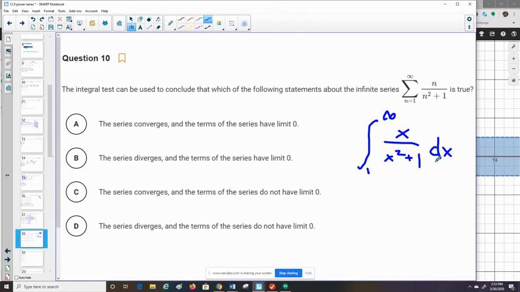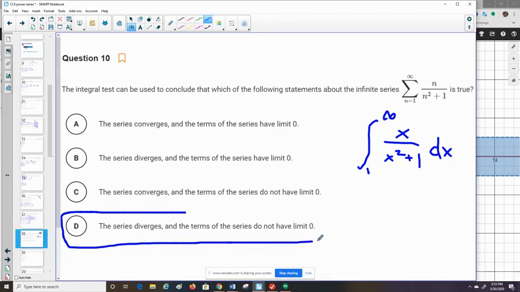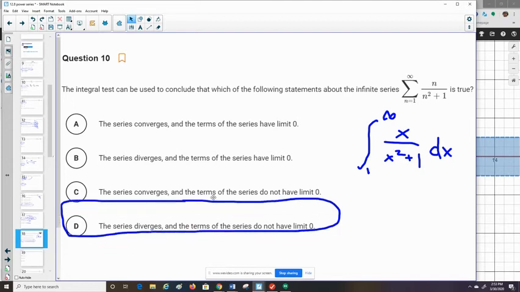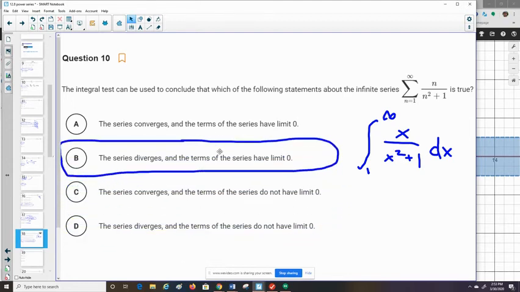When I did this one, I evaluated it. You end up with a natural log of, it's like 1/2 times natural log of x squared plus 1, I believe, which as n goes to infinity is going to go to infinity, which means the series diverges. The terms are going to 0. These terms are getting smaller and smaller as n gets bigger and bigger, but the series does diverge. So I believe we're looking at diverging, but the terms, oh shoot, no, the terms are approaching 0. So let's go with that. The series diverges and the terms have a limit of 0.